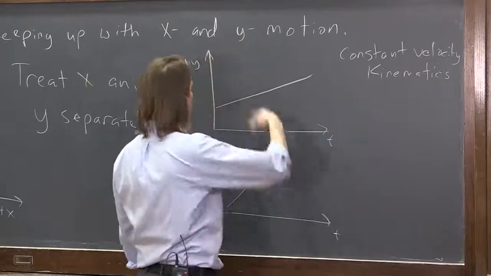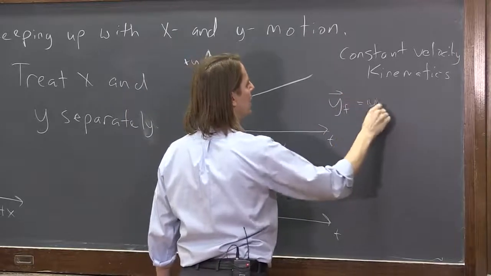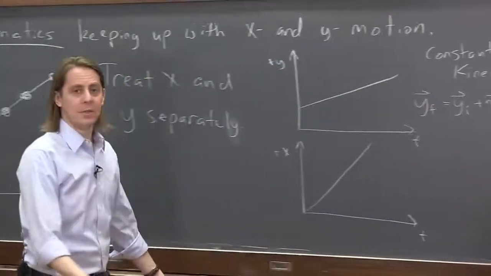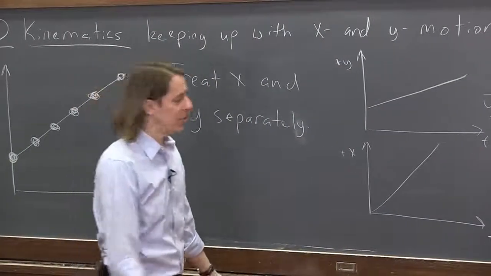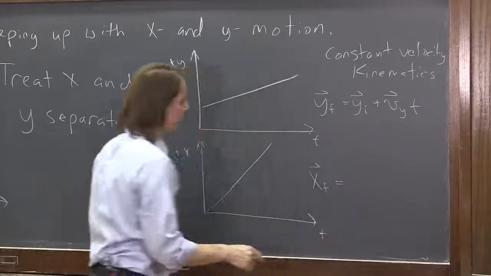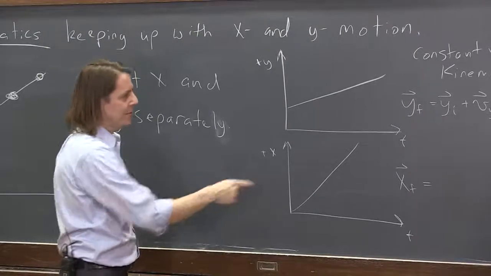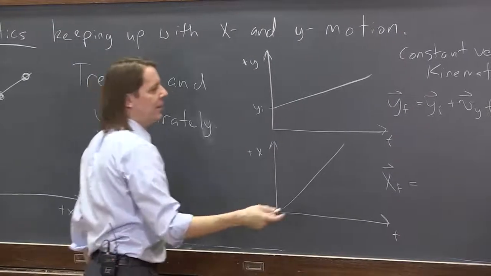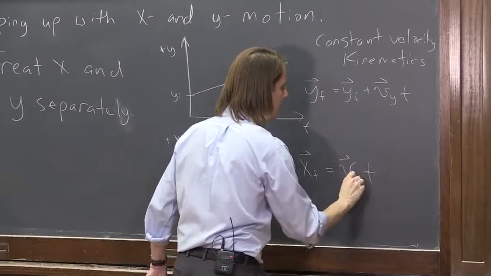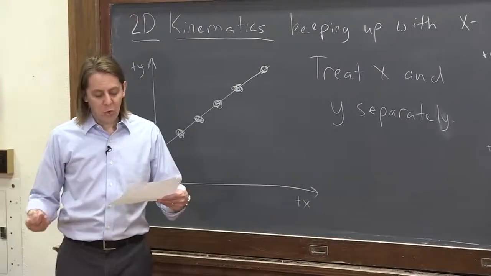If we wanted to, we could say y final equals y initial plus v_y t. We could keep up with where it is on the y-axis at all times. And we could say x final equals, actually, there is no x initial, so I'll leave that out. Right, this one had a y initial and this one doesn't. So x final equals v_x t. You could do them completely separate, and that's one way you can do it.